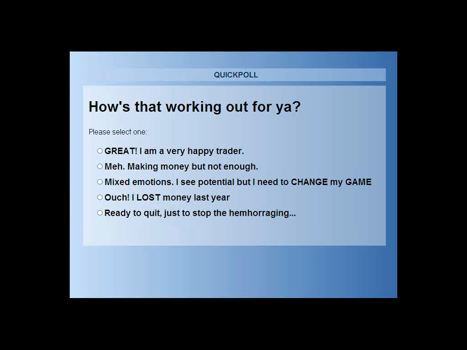Did you lose money last year? And are you ready to quit? Maybe you've just seen too many big losses, you're not getting ahead, and you're not seeing any promise of getting ahead in the near future.